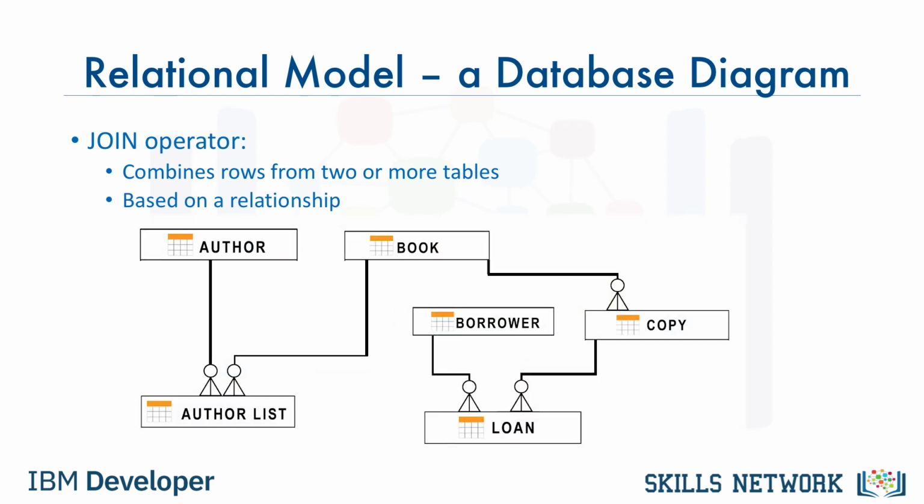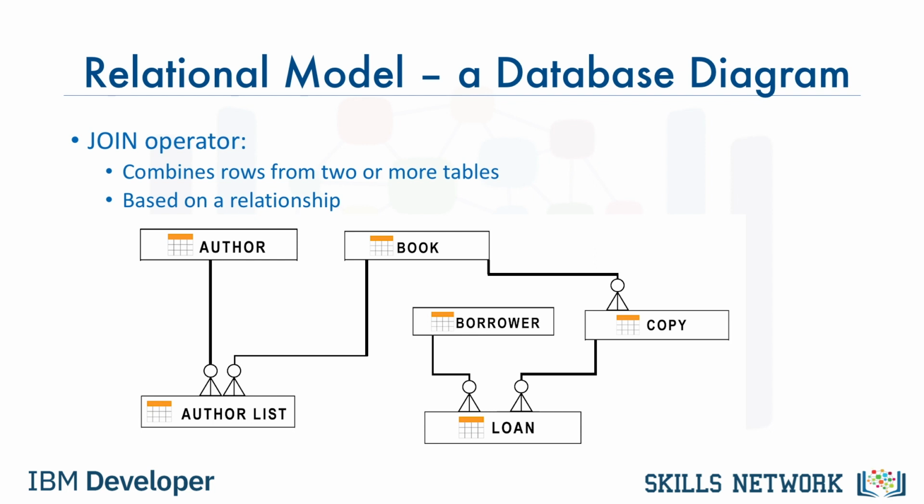Based on the book and author entity examples, these are a part of a simplified library database model. This entity relationship diagram represents the relational data model for the author and book entity, as well as other entities such as borrower, loan, copy, and author list. In this model, the information is split into different tables.